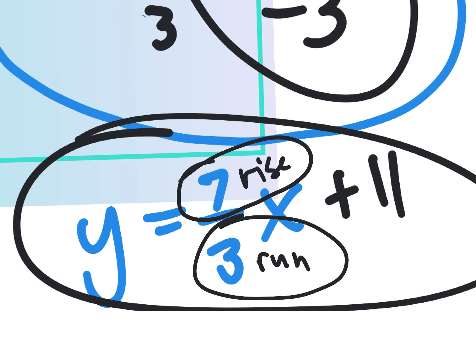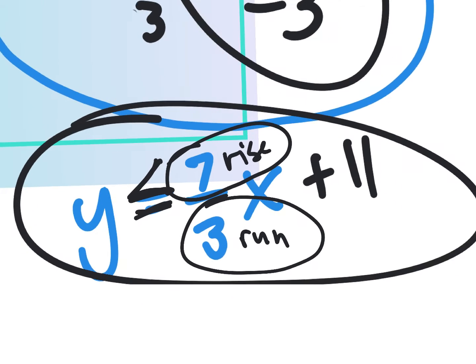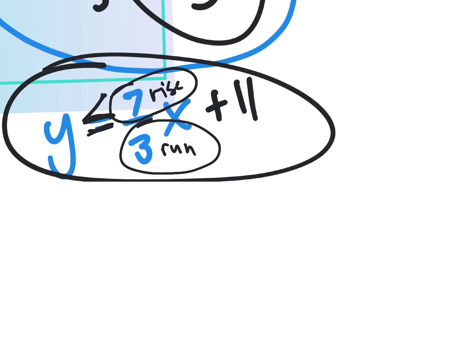What if I had a less than sign? Or how about a less than or equal? Would it be a solid line? Because of the or equal, it would be a solid line. And then last but not least, would I shade under it or over it?